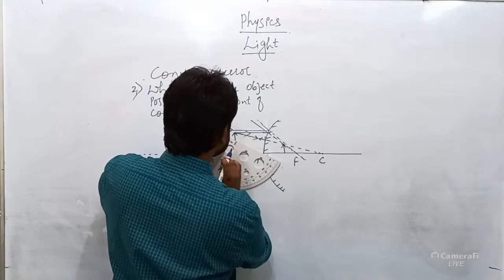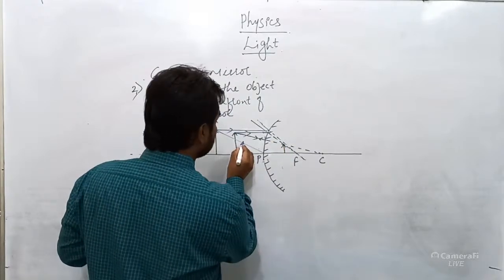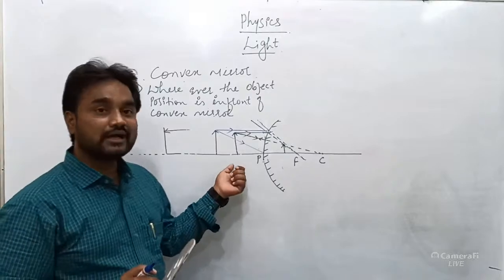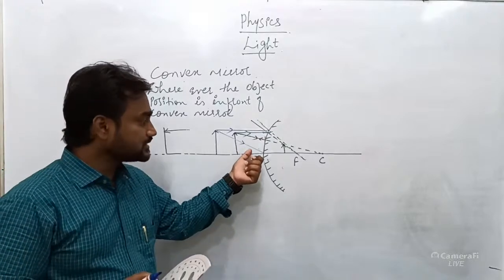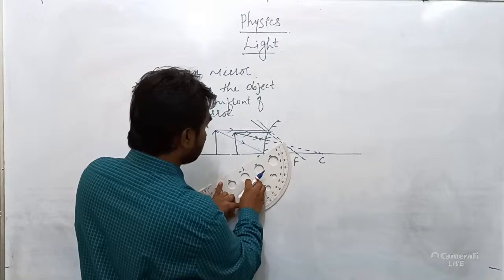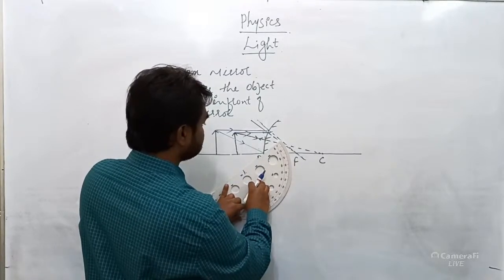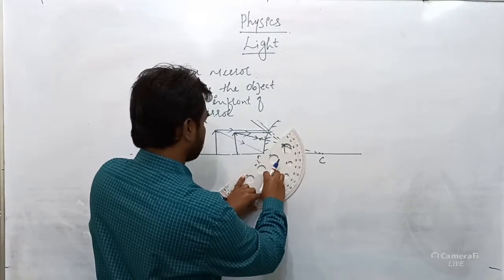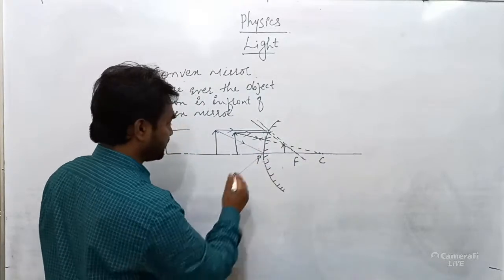When the incident ray hits at a pole, you know what the rule is. Whenever the incident ray hits at a pole, it reflects back obeying the second law of reflection, that is, the angle of incidence and angle of reflection will be the same. So it is going to reflect in such a way that it makes an equal angle with the principal axis. So this will be our reflected ray.